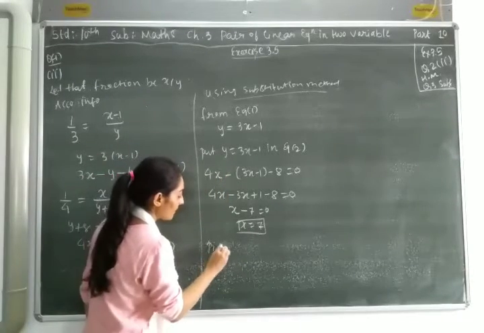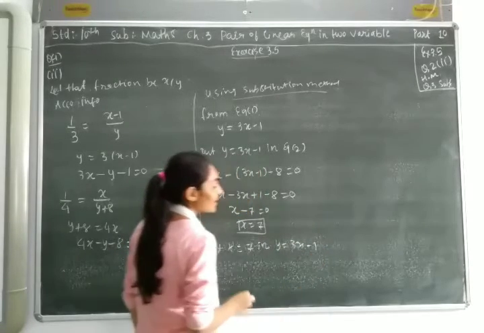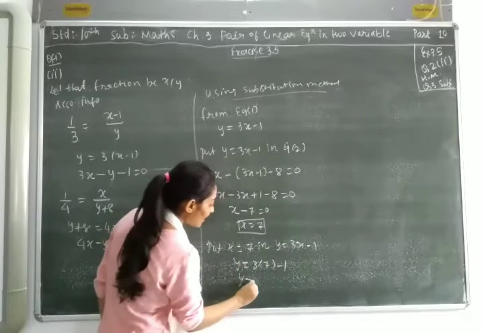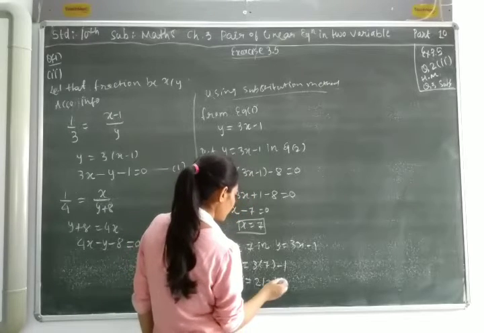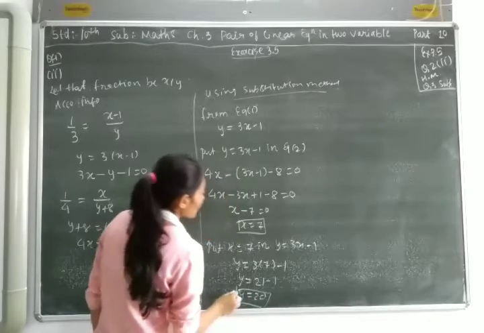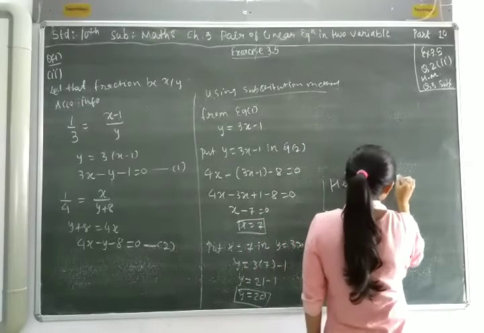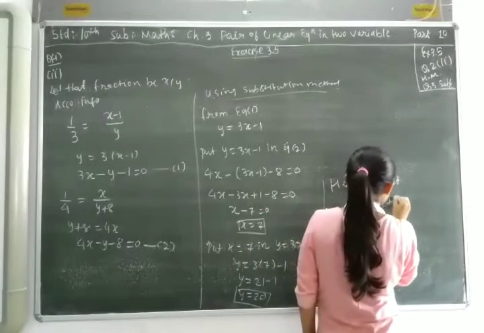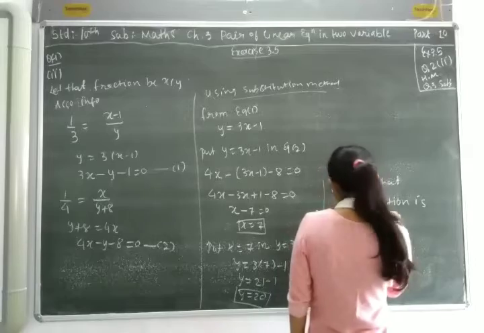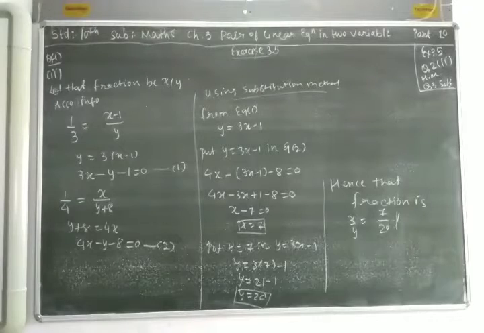Now put x equals 7 in y equals 3x minus 1. So y equals 3 into 7 minus 1. So y equals 21 minus 1. Y equals 20. Hence the fraction x by y is 7 by 20. That fraction is 7 by 20.